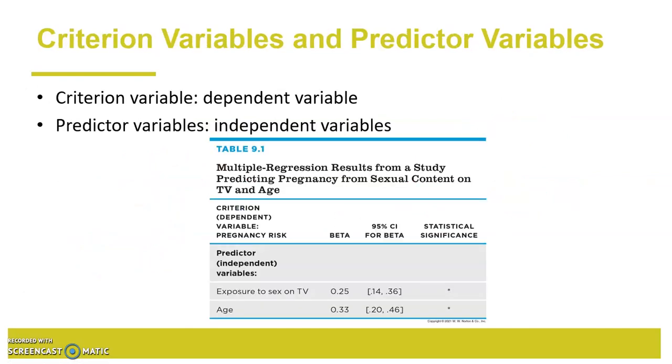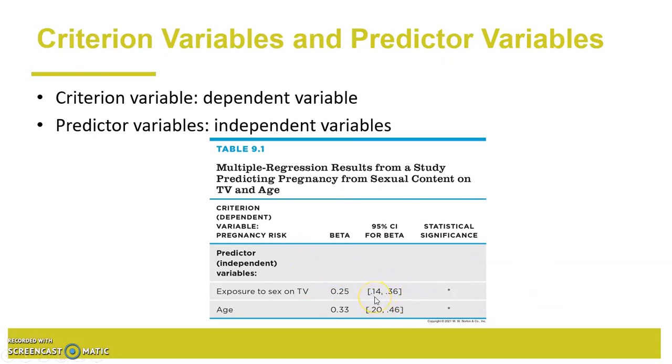So you'll often see tables like this when you're seeing a study that did a multiple regression, where you have a dependent variable or a criterion variable, which in this case is pregnancy risk, so that's what you're trying to predict. And then you have the predictors, which are exposure to sex on TV and age. Okay. And then the beta value here is the value that you're looking at to see if it is a significant predictor. Okay, so beta is going to have a value.